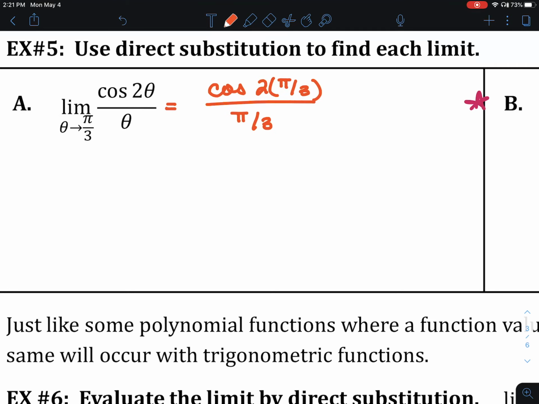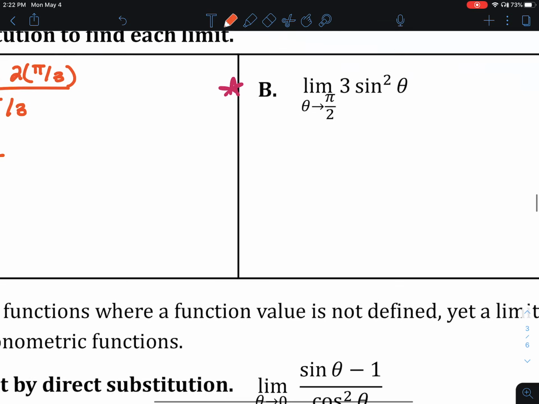Now we need to remember the unit circle, which for some of us is pretty easy and some of us struggle with a little bit. But cosine of 2 pi over 3: 2 pi over 3 is in quadrant 2, making it negative for cosine, and it's an over 3, so I believe it is 1/2. So negative 1/2 over pi over 3. Now, with a little bit of algebraic luck, we flip over the fraction in the bottom and we should get negative 3 over 2 pi. So this one turned out to be pretty easy. All you had to do is directly substitute.